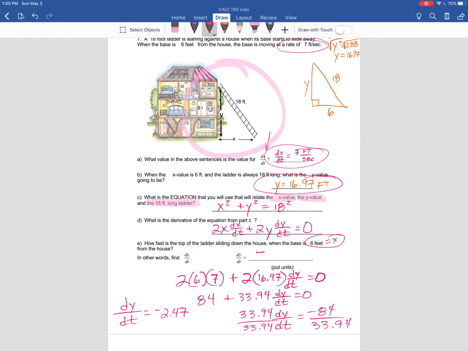Negative 2.47. How about the units? Y was in feet. Time was in seconds. Why is it negative? Because the Y value, this right here, this Y value right here is getting smaller. If a value is getting smaller, then its rate of change is negative. Boom. That wraps up chapter 4 review.